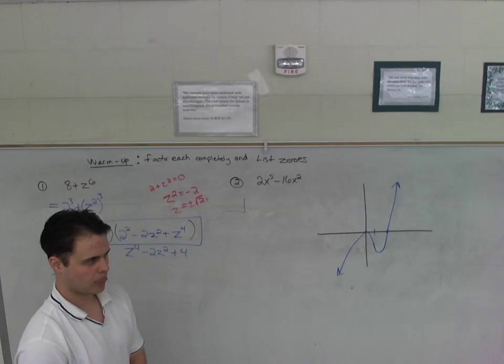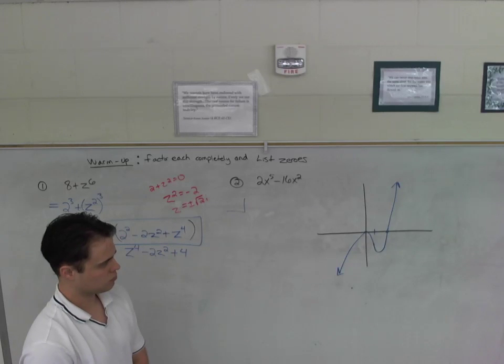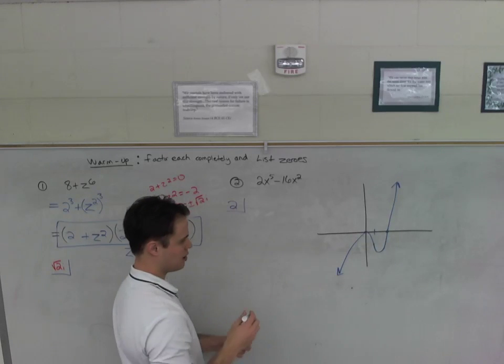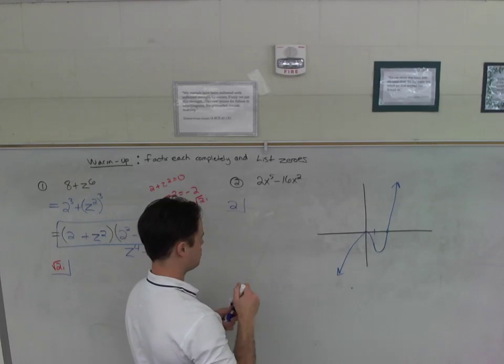I guess since you have synthetic division, yeah, 2. We know 2 is going to give us a remainder of 0. So let's do that.